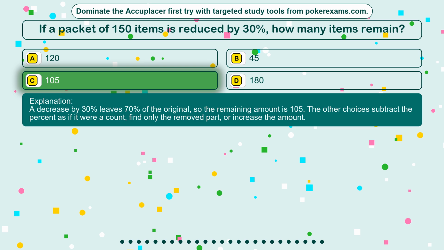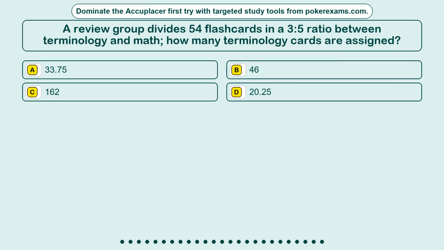Question 5. A review group divides 54 flashcards in a 3:5 ratio between terminology and math. How many terminology cards are assigned? Option A, 33.75. Option B, 46. Option C, 162. Option D, 20.25.